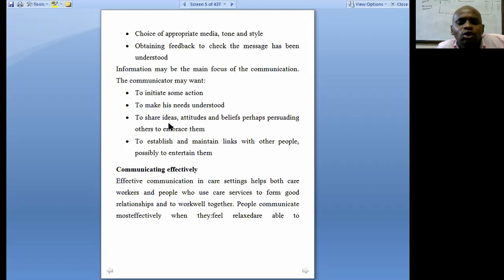Then it is always important to establish and maintain the links with other people, possibly to ascertain them. So you must be able to create the link between yourself as the communicator and other people. So you must be able to formulate some of those links that will enable you to communicate more effectively. Any question?